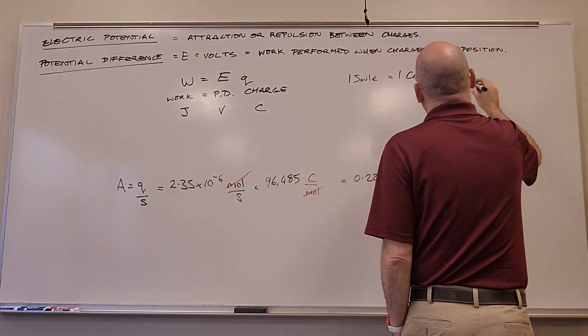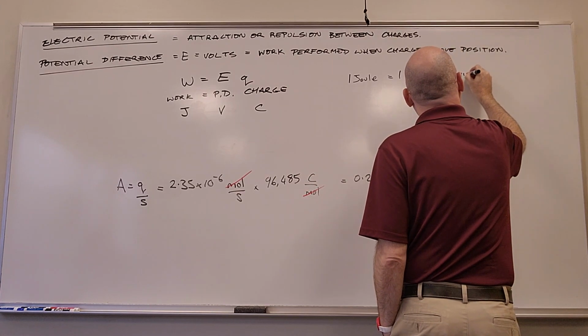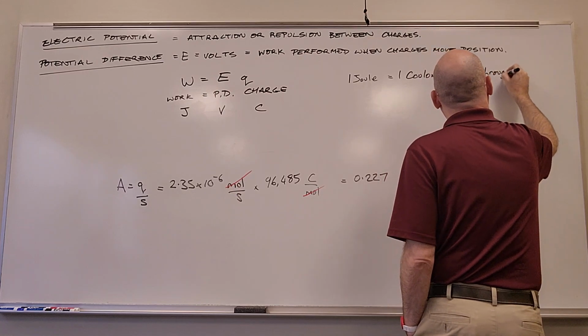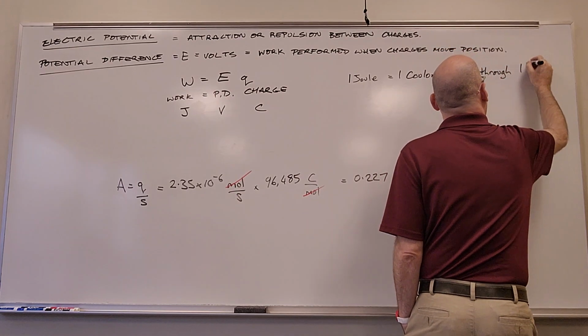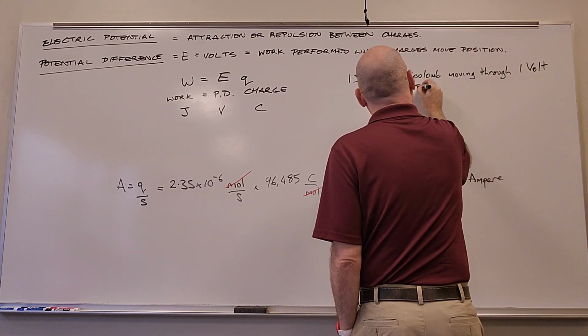1 joule is equivalent to 1 coulomb moving through 1 volt of potential difference.